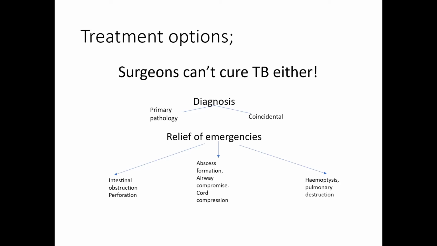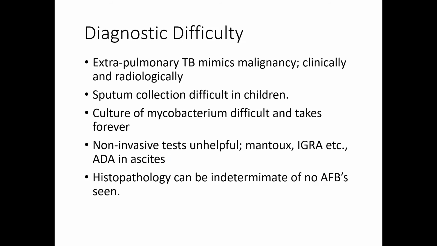And we can manage exsanguinating hemoptysis sometimes and pulmonary destruction. This slide. Right. The problem, as you've had outlined already, is that extrapulmonary TB mimics malignancy. It does it clinically and it does it radiologically. Collecting sputum in children is really a very taxing exercise. Even with the help of skilled physiotherapists, it's unrewarding at best. Culture of mycobacterium is difficult and it takes forever. You visibly age while waiting for the results of a TB culture to come back.